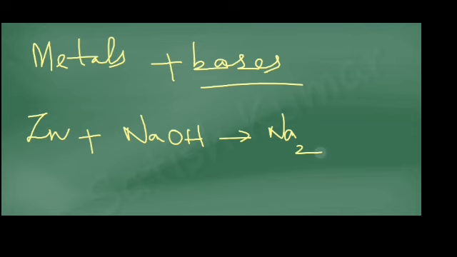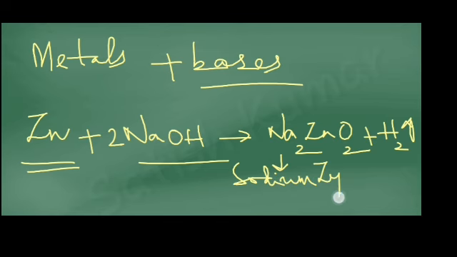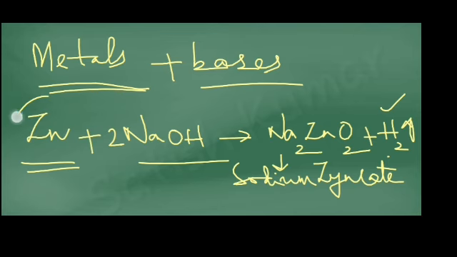What will happen if metals are added to bases? I want to give you one example. When zinc is added to a base, sodium hydroxide, you will get sodium zincate plus hydrogen gas. Zinc is added to sodium hydroxide. If you balance this, this will be 2 and you will get sodium zincate. This should be read as sodium zincate and hydrogen gas. Here also you are getting hydrogen gas, but this reaction is not possible with all the metals.